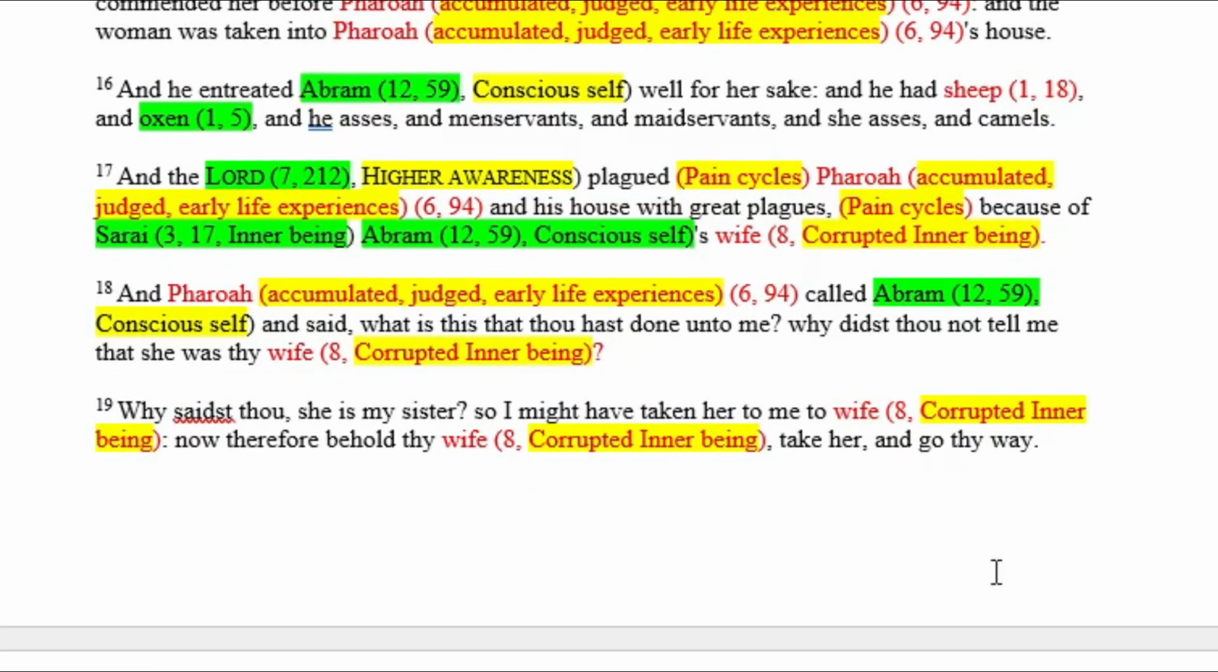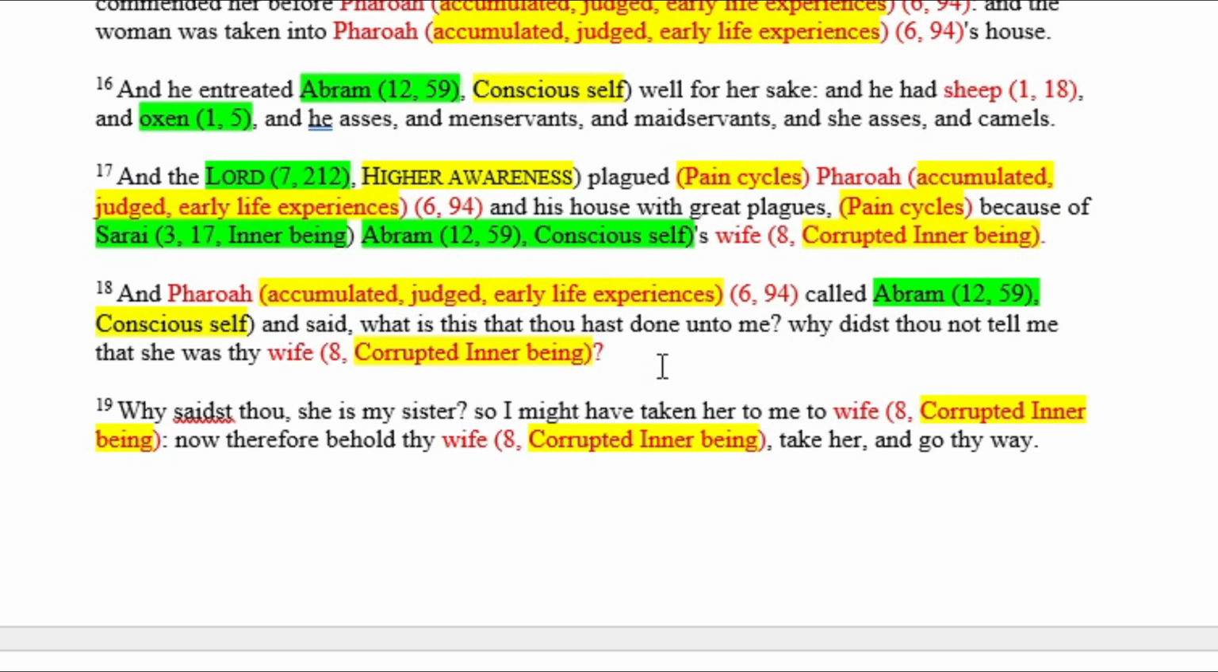Yeah, do you see how hard it is to unwrap this? It's easier for me to read it in my head than it is to try to say it out loud. I'm not good at this. The accumulated judged early life experiences and the conscious self. So this is really us looking to move on.